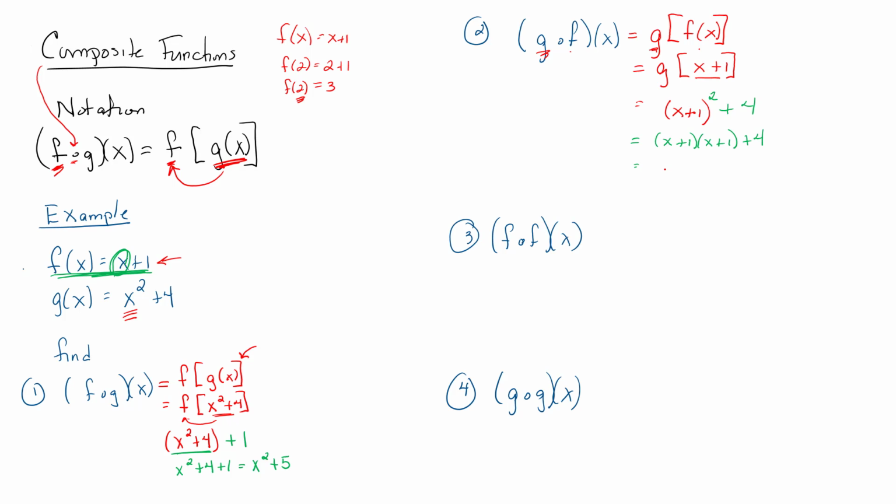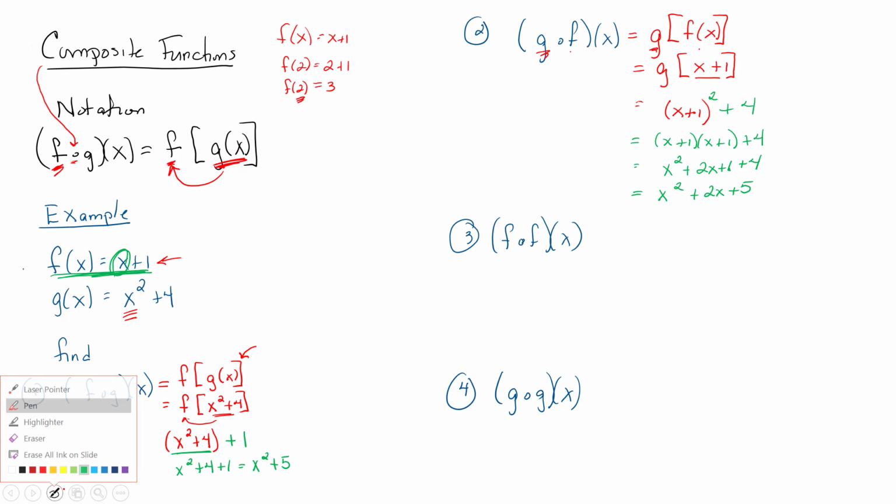So, we have X squared plus 2X plus 1 plus that 4, which is going to give us X squared plus 2X plus 5. How are we doing? Not too bad? Getting the hang of it? Okay, well, let's take a look at number 3. Number 3 says take F composite F. Plug F into itself, in other words.